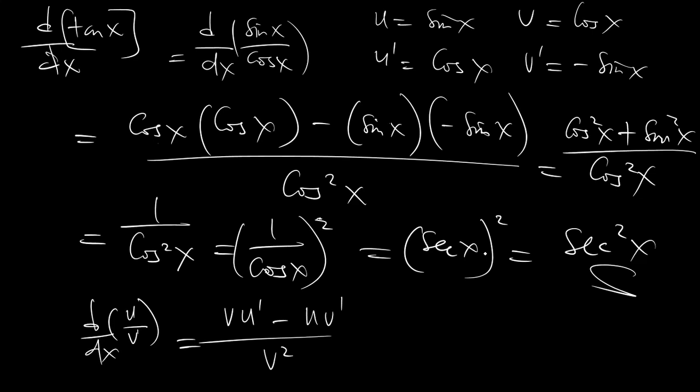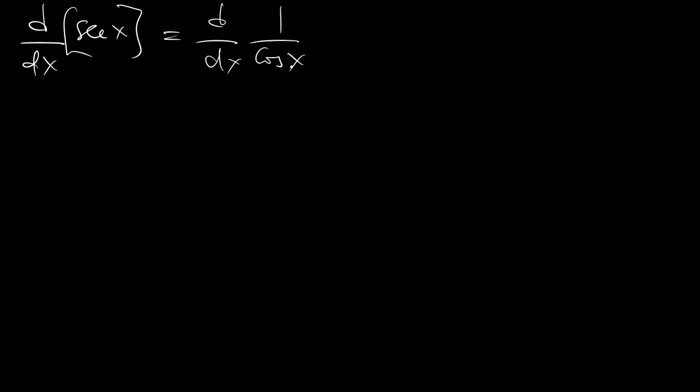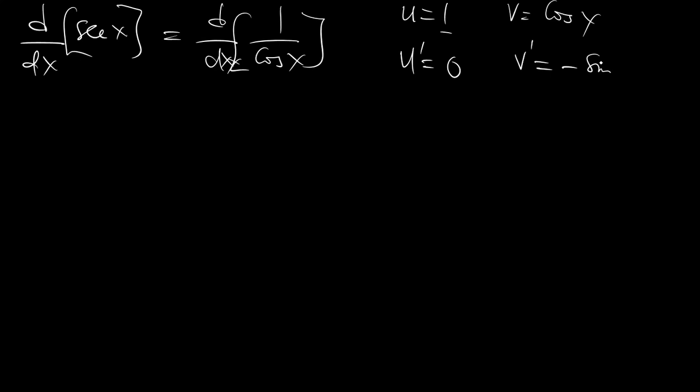So now we can go over to the next question. The next question is the derivative of sec x. Now you know sec x is the same thing as 1 all over cos x. So now the derivative of this with respect to x, you have your u to be 1 and v to be cos x. So u prime is equal to 0 because the derivative of a constant is 0. v prime is equal to minus sine x.